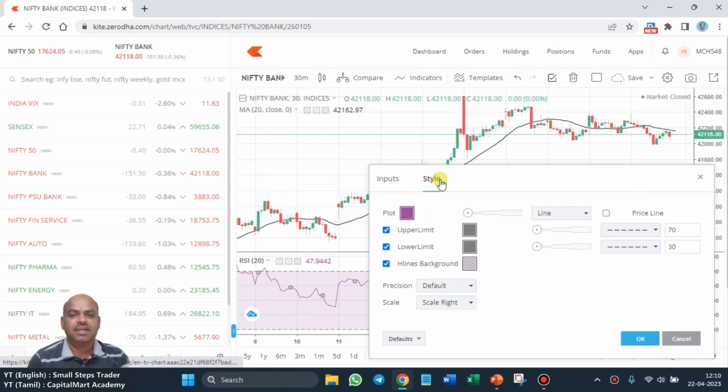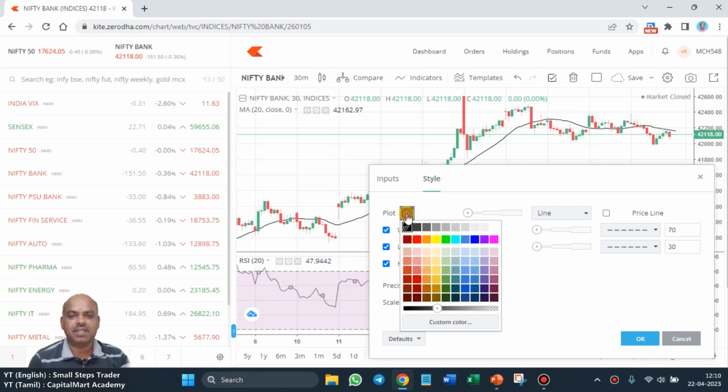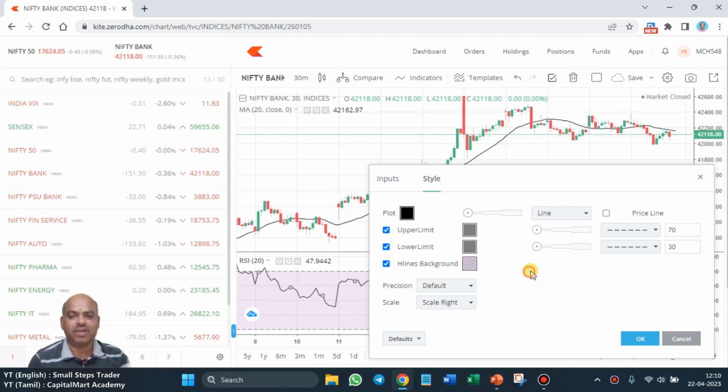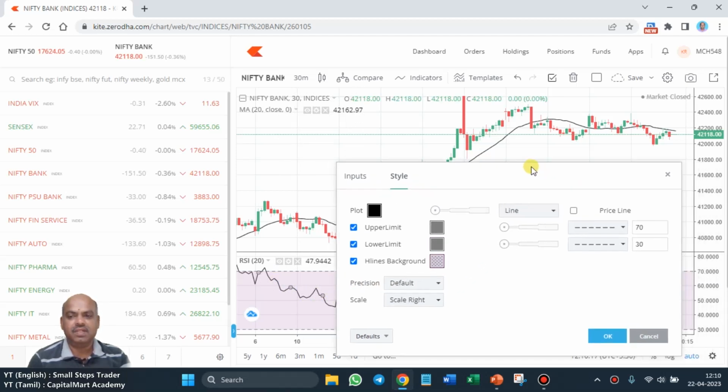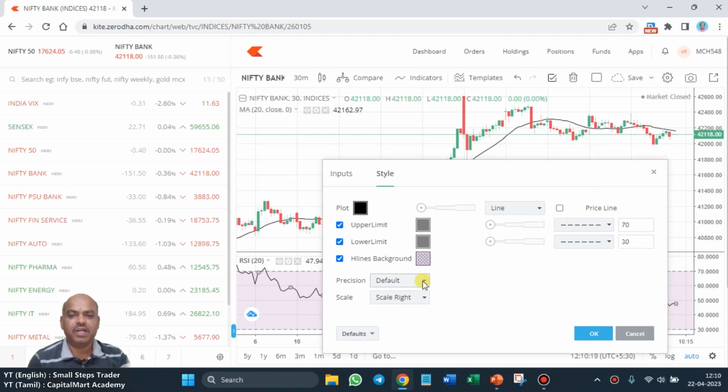Then I said I needed bright, clear visibility. So I make the RSI curve a dark black, and the visibility is quite good. Now I don't want the precision. See here it is in 4 decimal points; I have no need of decimal points, so I am making it 0. See here, now it looks very good. So this is how you optimize.